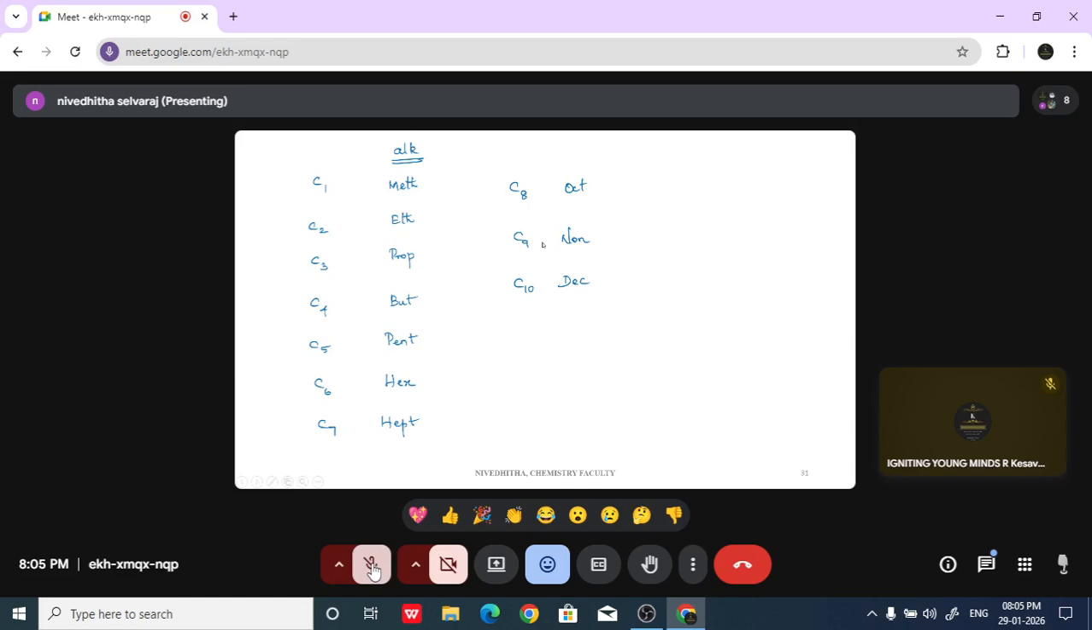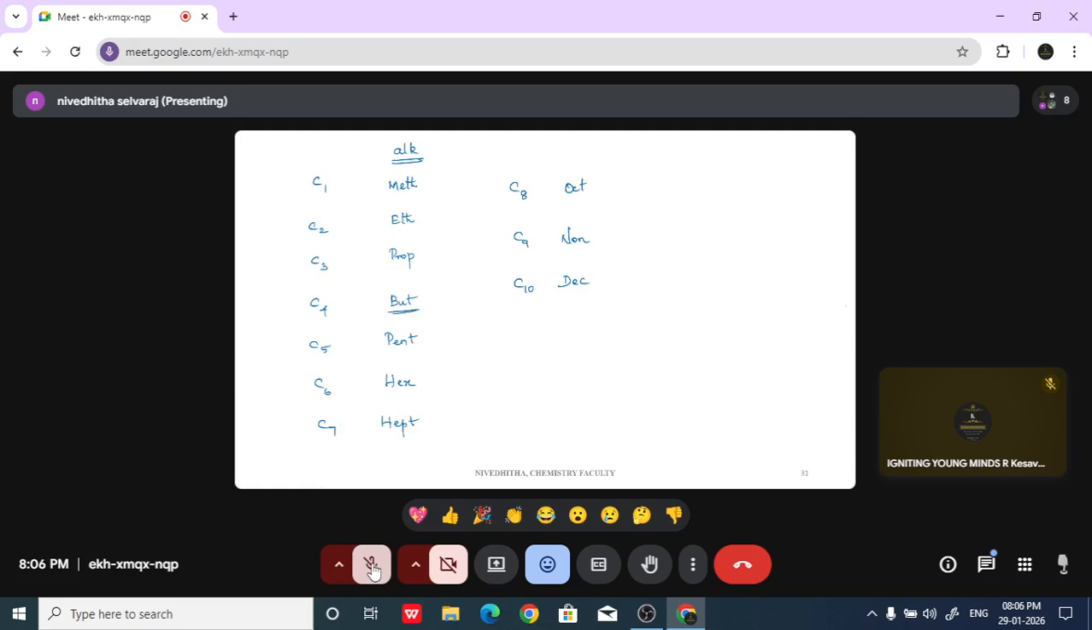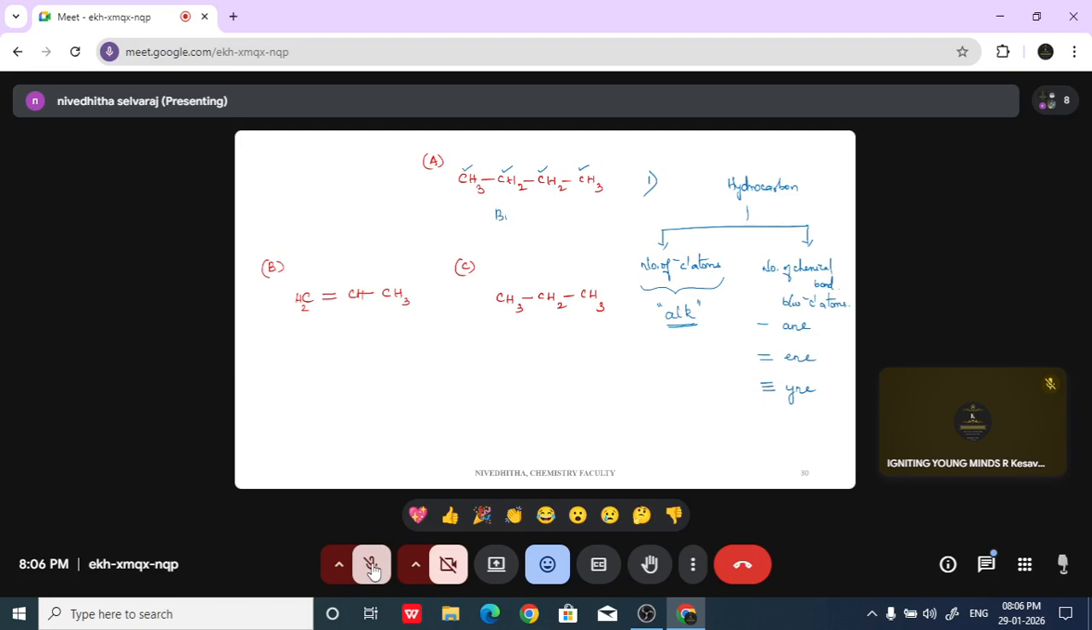Now we'll use these terms to name all the three organic compounds here. As far as the first compound is concerned, we have 4 carbons, so the alk is But. And all the 4 carbons are connected through single bonds. So if it is a single bond, we have to use the term ANE. So butane is the name of this compound.